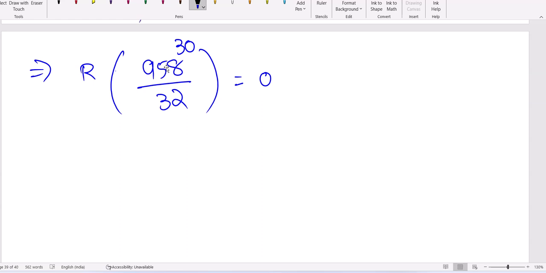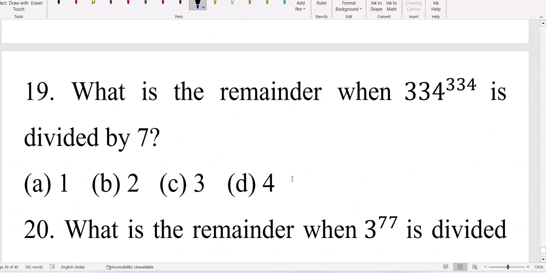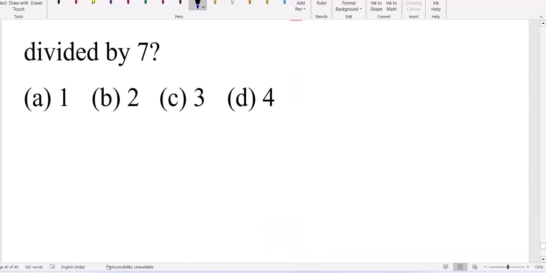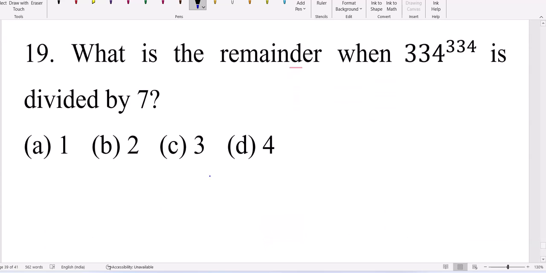Now let's see the remaining questions. In your booklet there are also some good numbers. Don't be afraid of a 2-digit denominator, we can solve the question easily, no worries. Here the question is 334 power 334 divided by 7. I want the remainder.